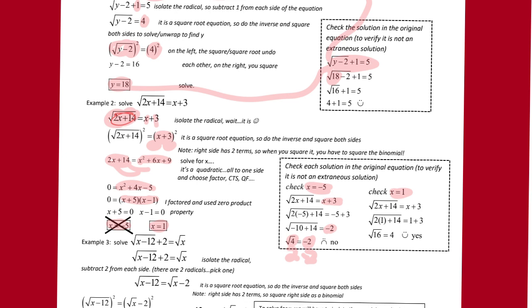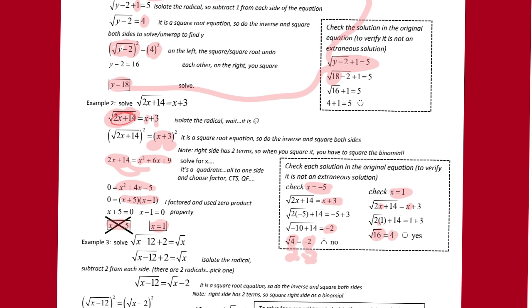Now, sometimes both solutions will be valid. Sometimes one solution will be valid. And so you just have to check to see, is there a solution still? If you plug in 1 on both sides of the equation for x, you will notice that you get 2 times 1 is 2 plus 14 is 16, square root is 4. That does equal the right side being 4.